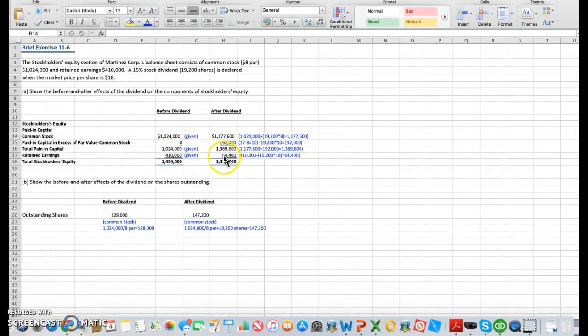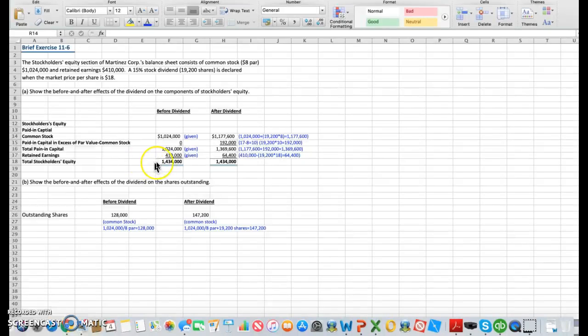Our next section is retained earnings, which is given to us right here. For the after dividend, we take the retained earnings minus the shares times the price per share. And that gives us $64,400.